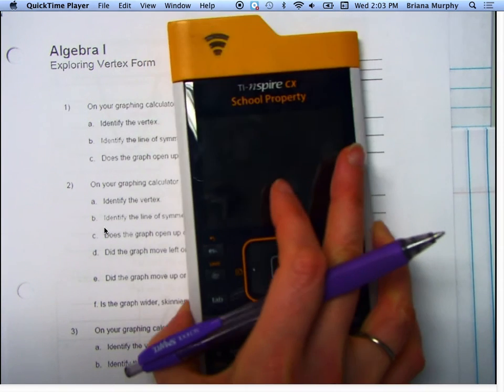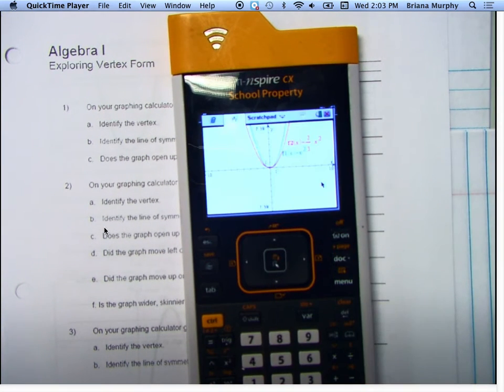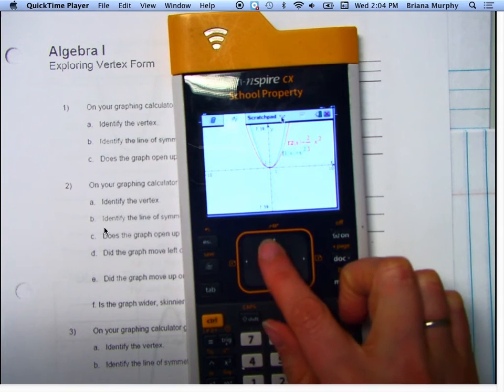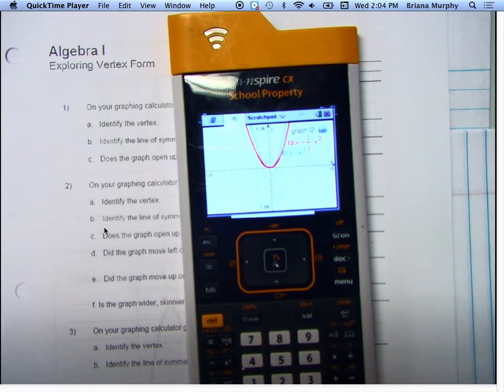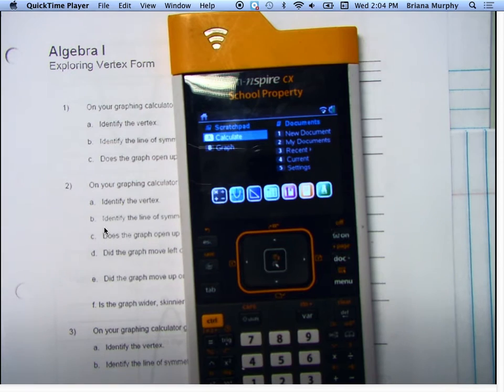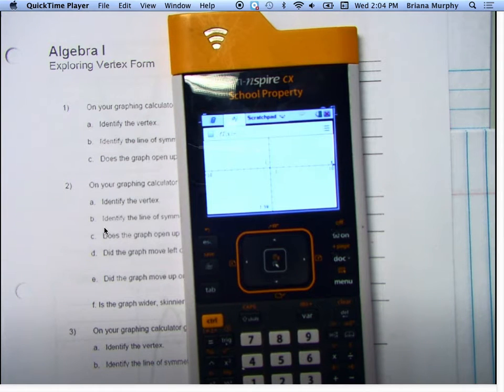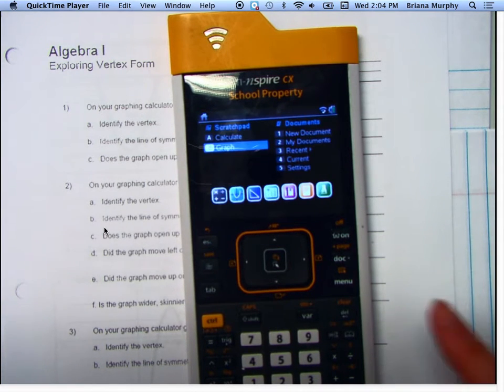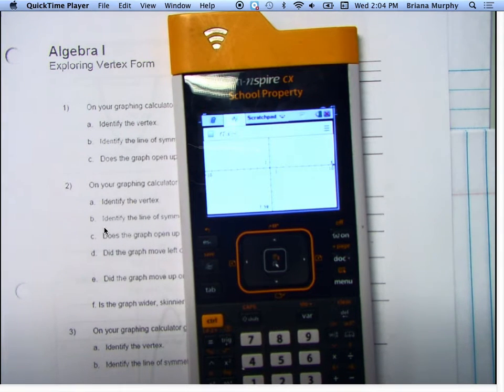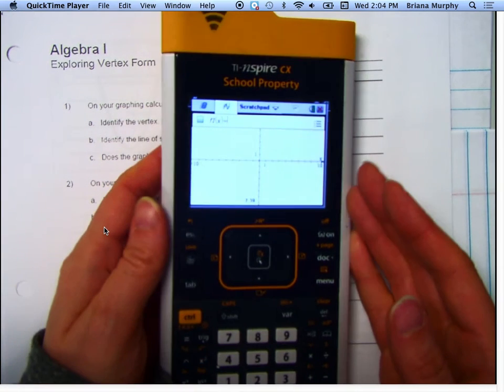So let's pull out our graphing calculator. Talk about using the calculator a little bit more. Okay, so if you start here at this home screen, you can go down to B to graph. Home screen, hit B, and then we can graph. It'll have X, F1X.